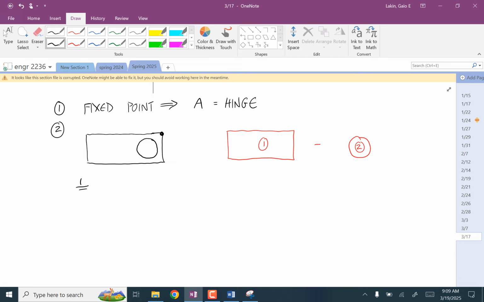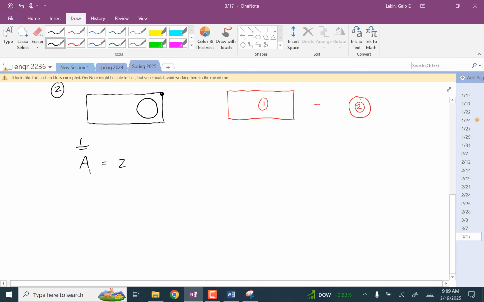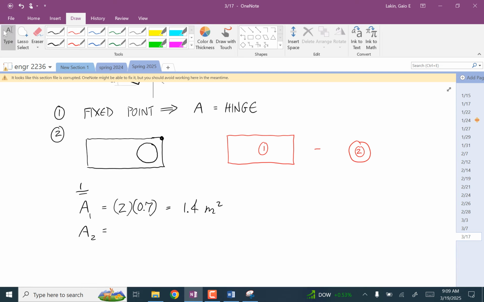Okay, so the area of the outer rectangle is 2 times 0.7, so 1.4 meters squared. The area of the circle is that as a radius. Okay, that should be a diameter, yeah. Otherwise, this doesn't make any sense. So it has a diameter of 0.5, so the area is pi times 0.25 squared, which is 0.196.